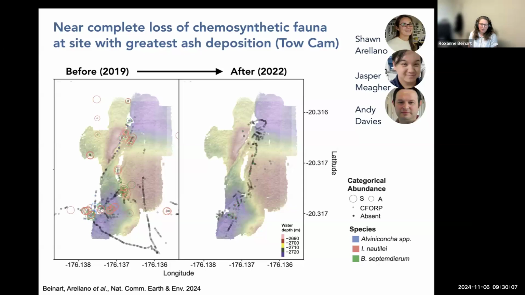And what we found is that, this map you're seeing here is one of the vent fields where we saw the significant change, Tokam. And this was really impacted by ash. On the left side, you see all these circles that show the relative abundance of the three main chemosymbiotic mollusks that we're interested in. They're pretty abundant at certain spots, whereas on the right side, you see very few observations of these animals, very, very limited observations of live animals, almost none in some cases. So there's a big change in the chemosymbiotic community due to this eruption.